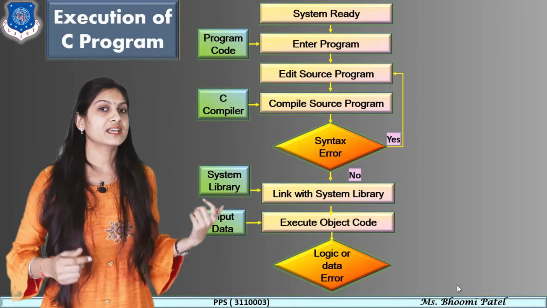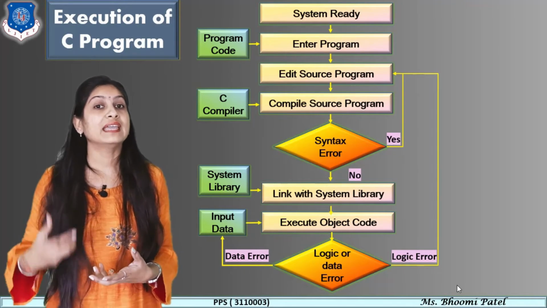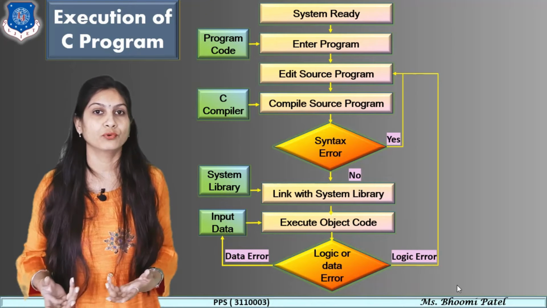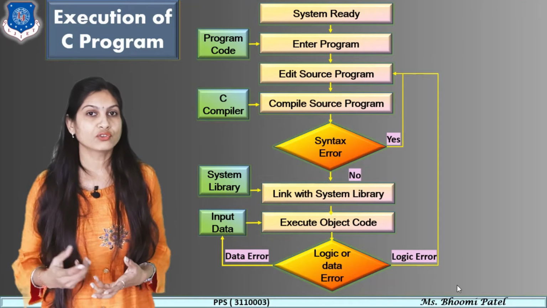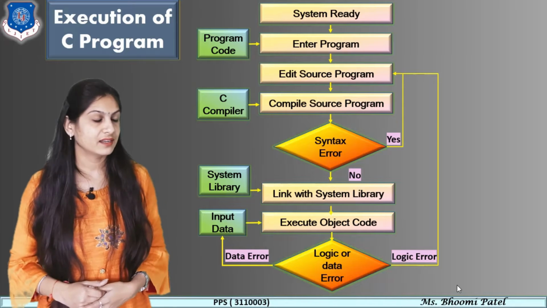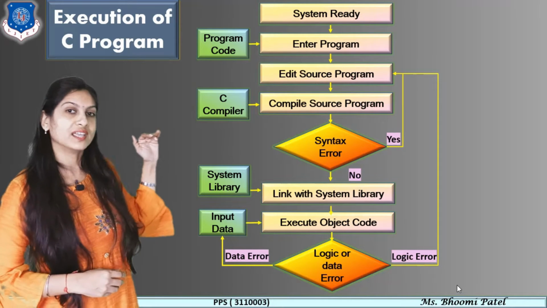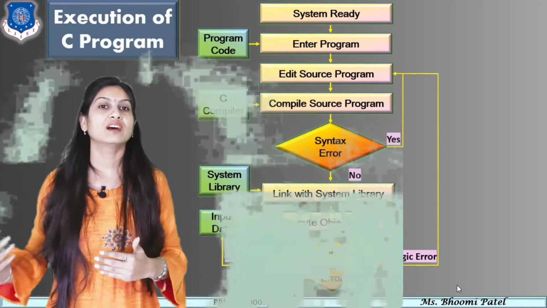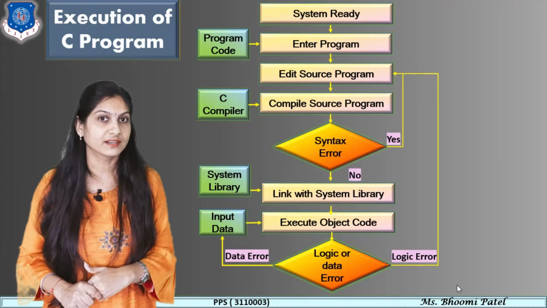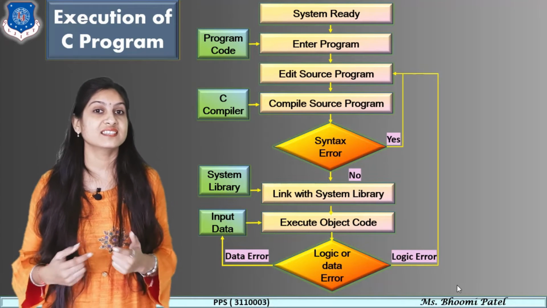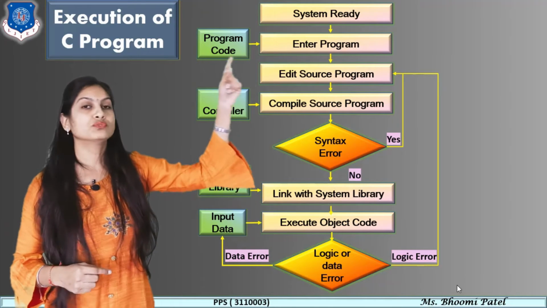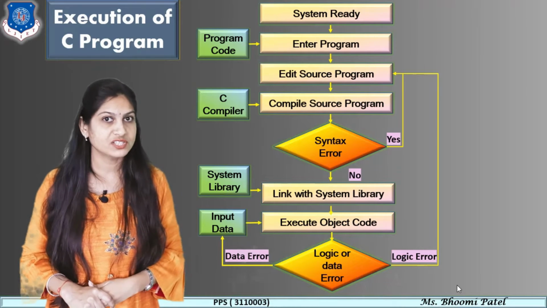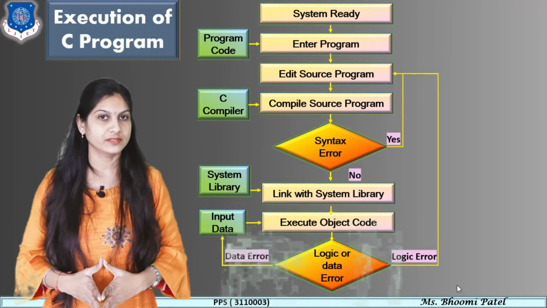If there is a data error, suppose you declared integer in your declaration part, and at run time you input alphabets or a float value, it is known as a data error. In this case you have to input the data again and simply execute it. But suppose you have another error like a logic error, then you have to make changes in the program. So first you move to edit program, make the change required for the particular logic, and again compile and run the program.